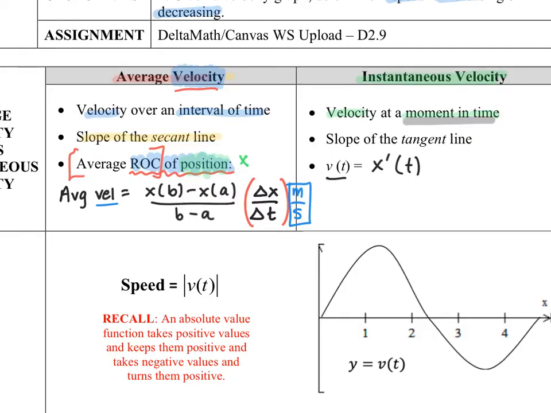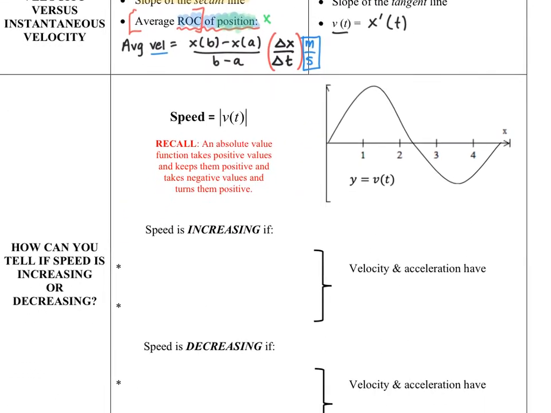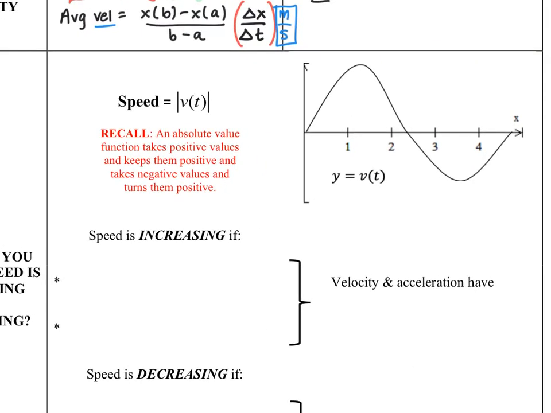Next up, we're going to talk about speed, and we had defined speed previously as being the absolute value of velocity. You know that an absolute value just takes positive values and keeps them positive, and it takes negative values and turns them positive, just does the opposite of those. So if I want to do the absolute value of velocity, I've got a sample velocity graph over here, and I'm going to do exactly what I have written in red over here. The parts of this graph that are positive are going to stay positive.